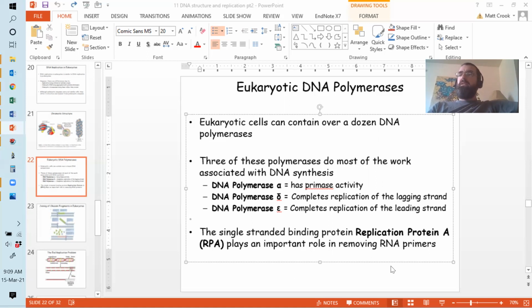And also the issue of removing RNA primers is handled in part by an extra protein called replication protein A. Anybody got any questions about chromatin or DNA polymerases before I move on? Just make sure that that stuff sinks in.